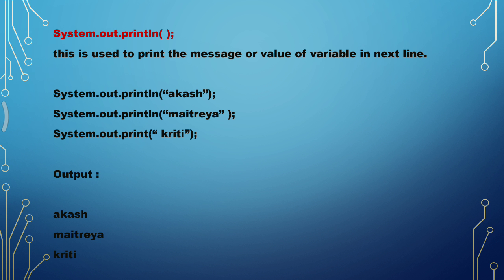Let's see an example: system.out.print Akash, then next one is system.out.println Matre, after that system.out.print Kriti. In this statement, the first two statements are SOP ln, that is, system.out.println. So first the cursor will print Akash, then it will change the line and print Matre, then it will change the line, so it will print Kriti on another line. As we have seen, even though it is given here as print, it will still print Kriti in the new line.